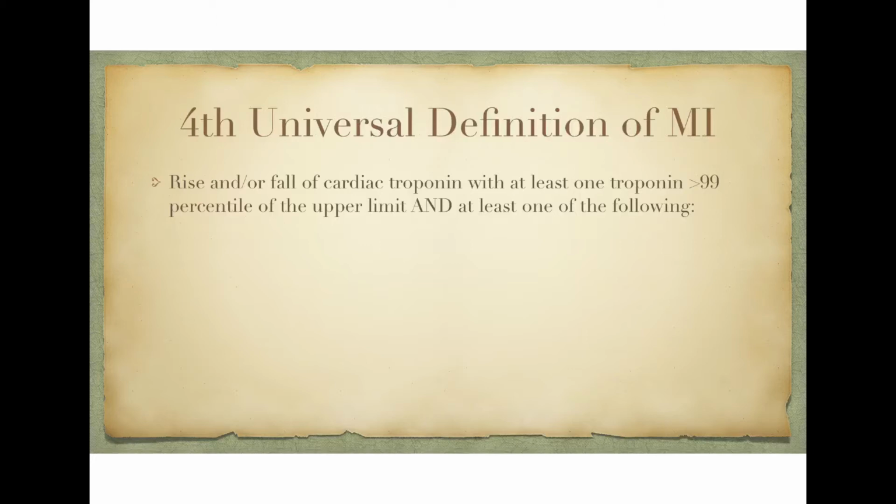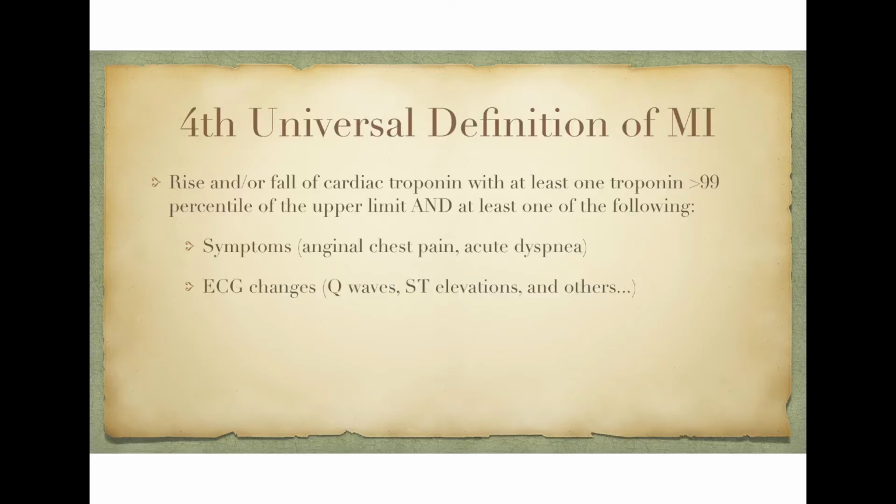The rise and fall component is very important because no single troponin value should be looked at in isolation. You need to see dynamic changes. If you see a stable level of troponin, that's usually pointing to some other pathology. In addition to the troponin, you need symptoms of either typical chest pain or shortness of breath associated with that change in troponin. ECG changes, such as Q waves or ST elevations, and certain other ECG manifestations that we'll discuss later.